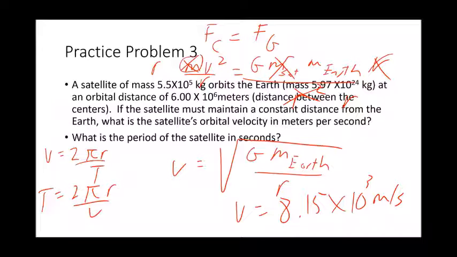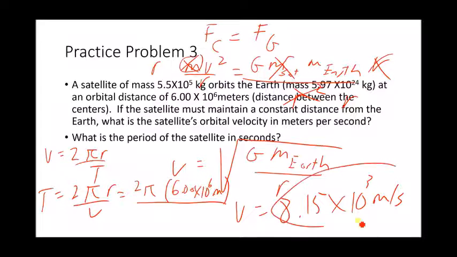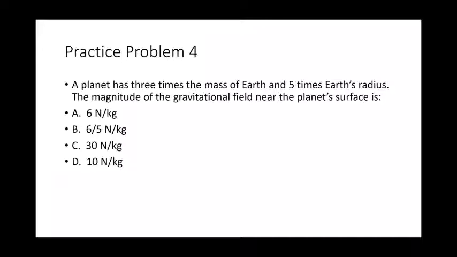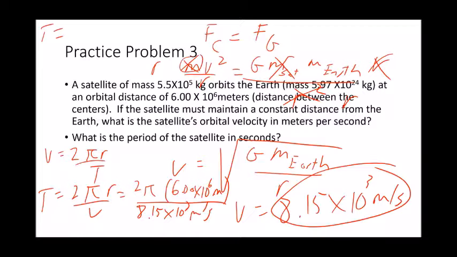Well, in this case, r is that orbital distance. So we're going to end up with 2 pi times 6 times 10 to the 6th meters, and all that's going to be divided by this velocity right here, 8.15 times 10 to the third meters per second. And when we do the math, we end up with a period of 4.62 times 10 to the third seconds. And remember, that's the time it takes for one complete orbit.